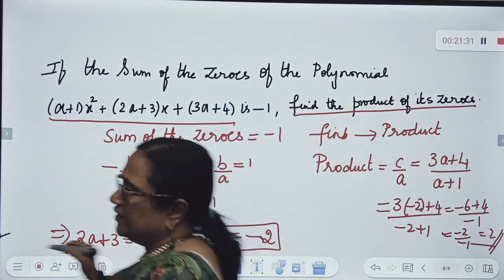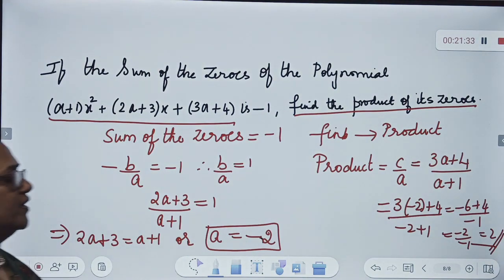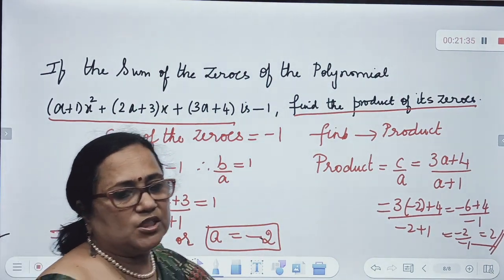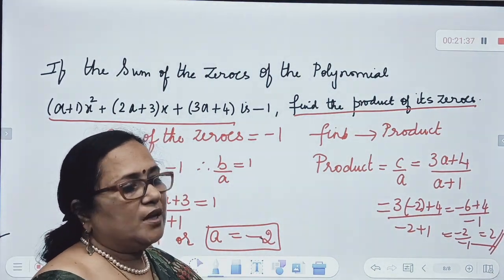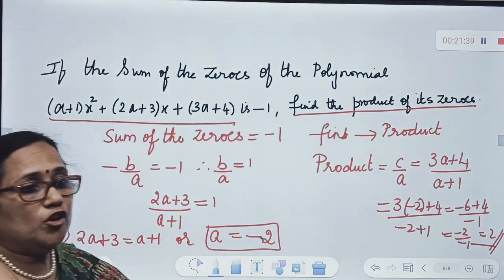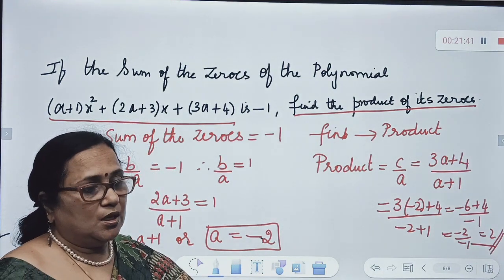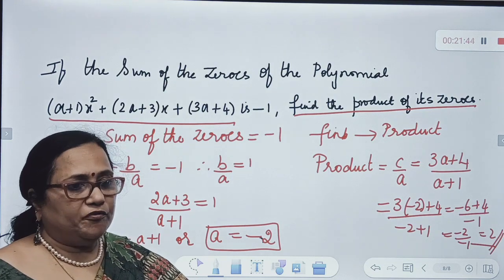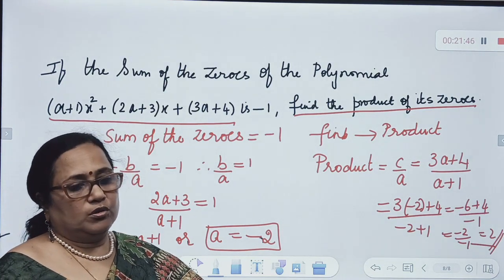So use the given information to find whatever is required as the problem solving strategy. In most of the problems, you'll be able to resolve if you are able to identify two things: what is given and what you need to find, and how to connect both.